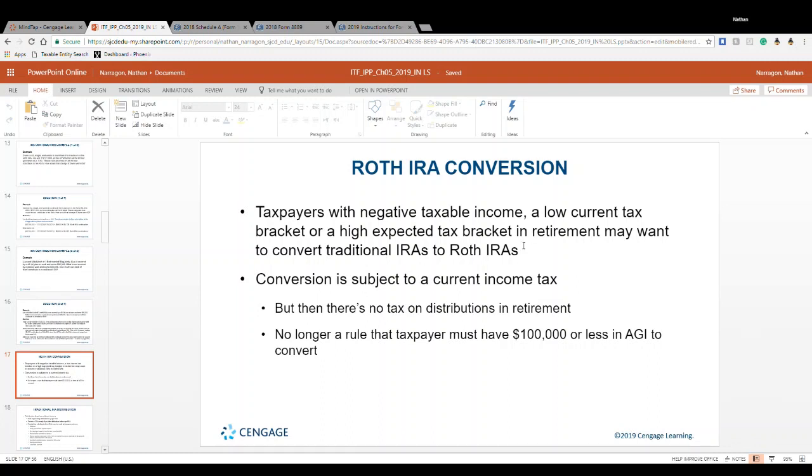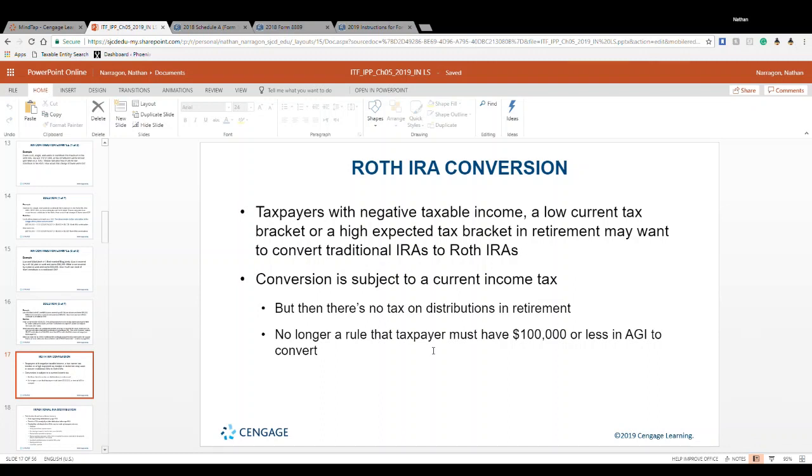Right now, if you're in a low current bracket, because Roth IRAs come after your taxes. They come after your gross pay, while traditionals come before. That's why traditionals are taxed at distribution, and Roth IRAs are not. Fun stuff. But it's no longer a rule that taxpayers must have 100,000 or less in AGI to convert. That used to be a big rule. It stopped a lot of people from doing it.